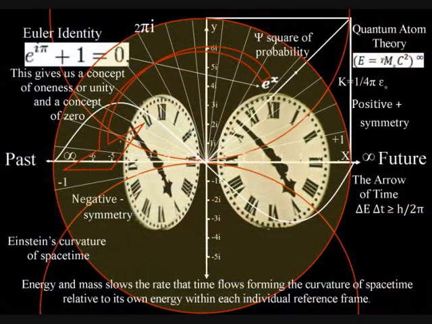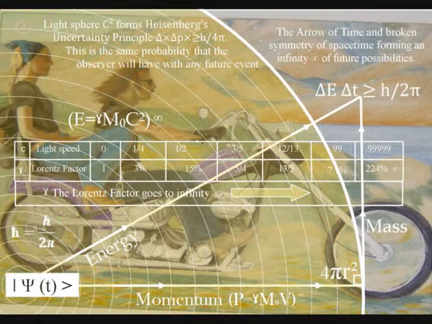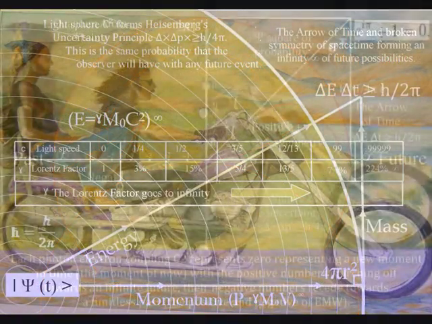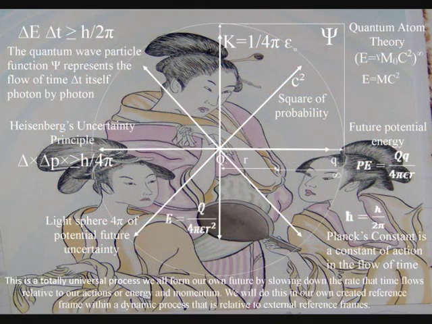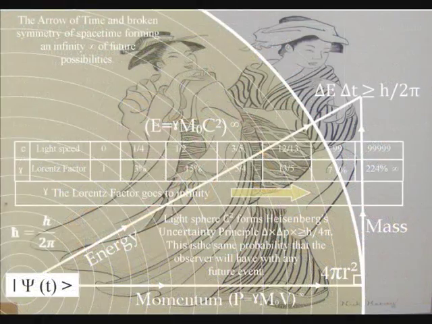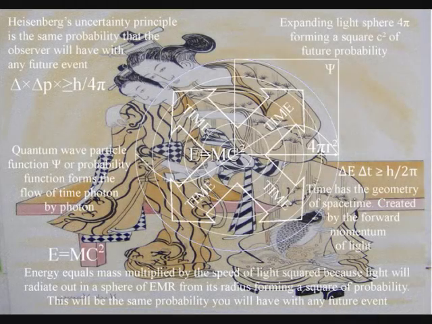We all form our own future by slowing down the rate that time flows relative to our actions or energy and momentum. We will do this in our own created reference frame within a dynamic process that is relative to external reference frames. Each individual reference frame will have its own arrow of time with a built-in uncertainty. This uncertainty can be seen mathematically as Heisenberg's uncertainty principle of quantum mechanics. Time is an emergent property and is formed by the probability function of quantum mechanics.